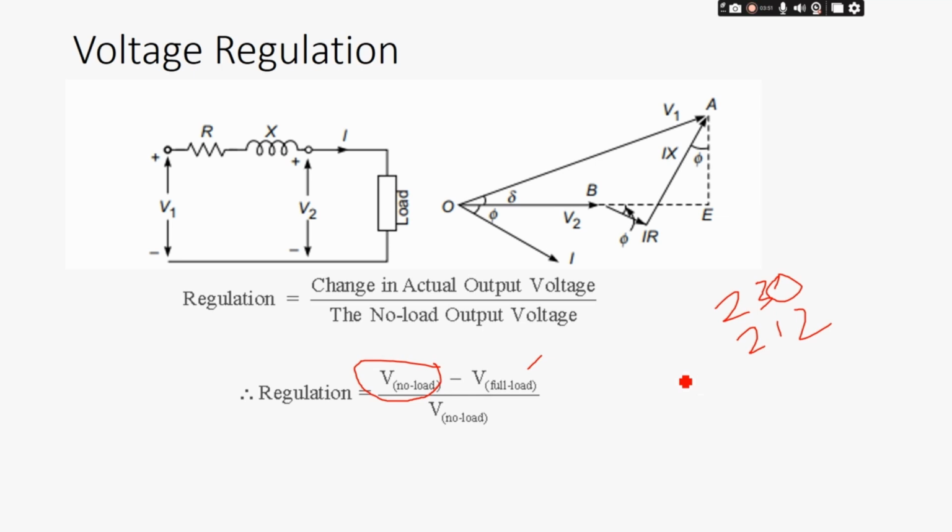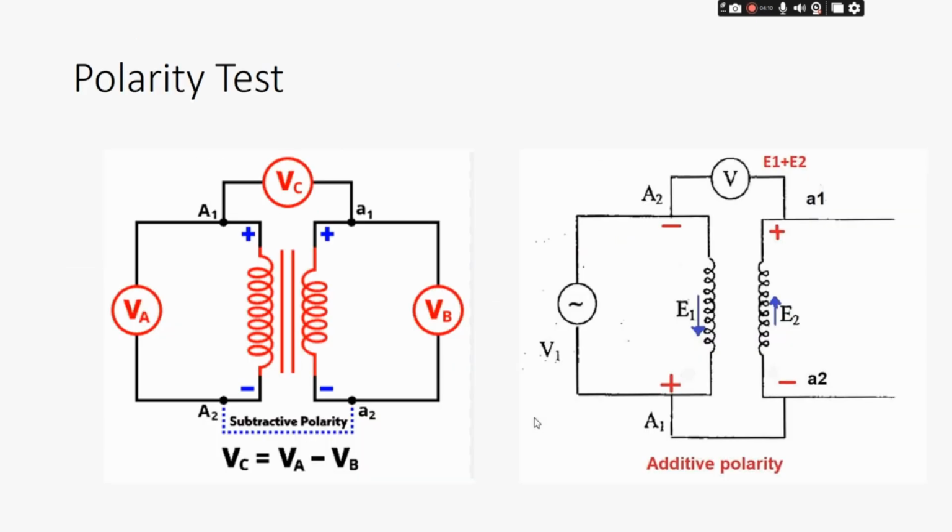Okay, so this phenomenon we can understand in case of, say, summer days, at the evening time when most of the loads are connected to the transformer. We can see the speed of the fan and the illumination of the light can be lessened.